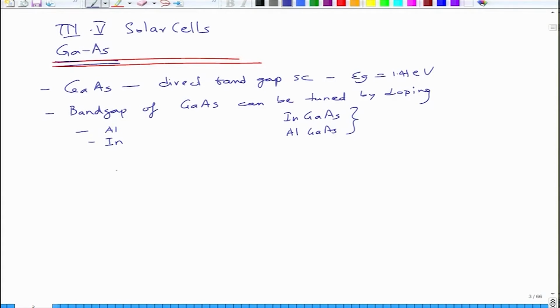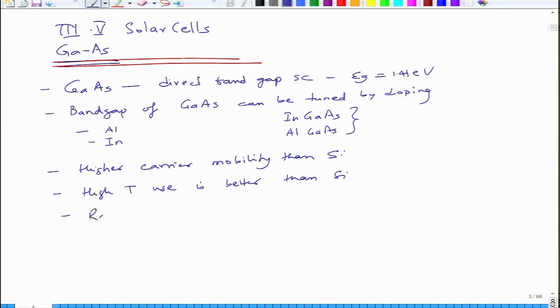It has advantages over silicon. For example, it has higher carrier mobility than silicon, it can be used at high temperature better than silicon, and it is more radiation resistant, so it is good for space applications. However, the bad side is that it is 5 to 10 times more expensive.